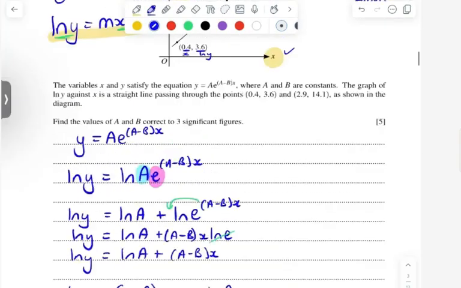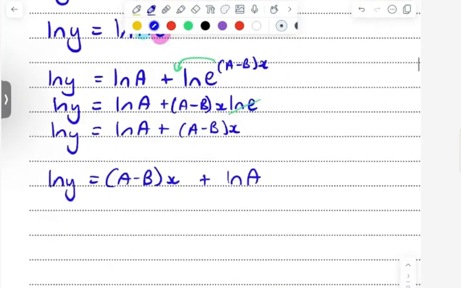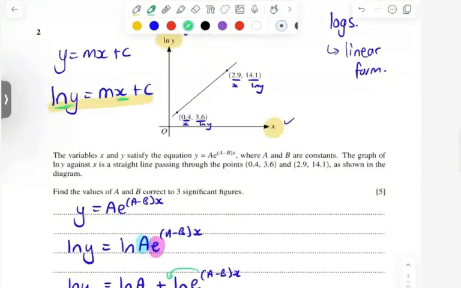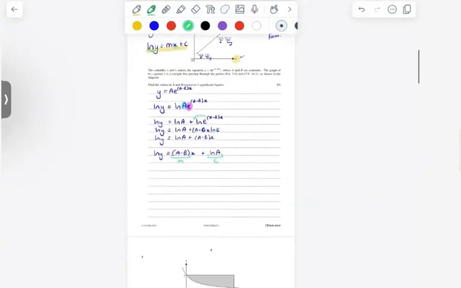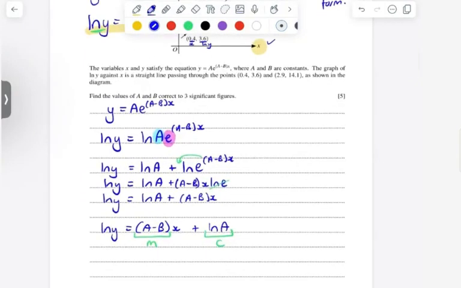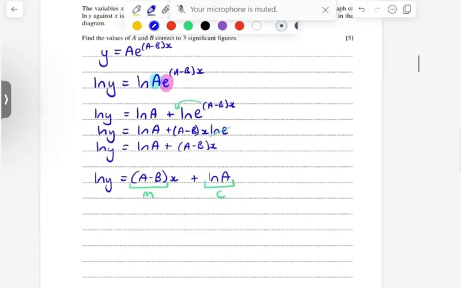So what you can see here is our a minus b is our gradient. It's going to be the gradient term. And then our ln a is our c value. So now I've got my ln y is equal to mx plus c. So that's the first part of doing this. And now there's different strategies to solve this. What I'm going to do is just use simultaneous equations. I'm going to plug in my values. What you could also do is calculate your gradient.